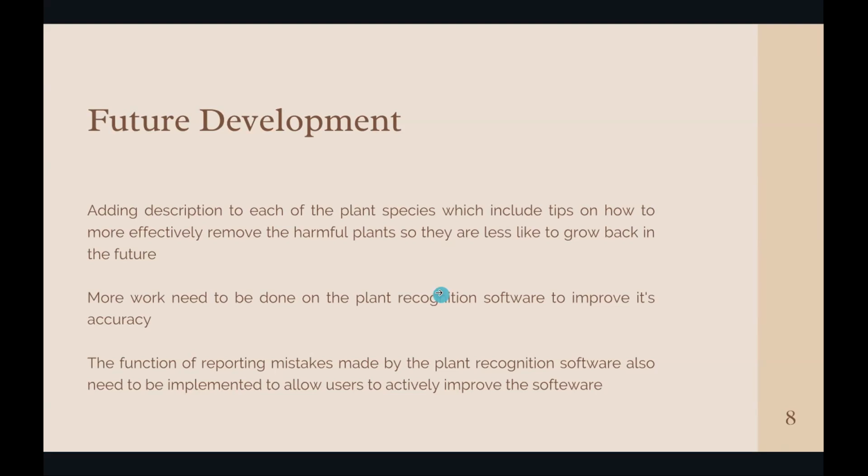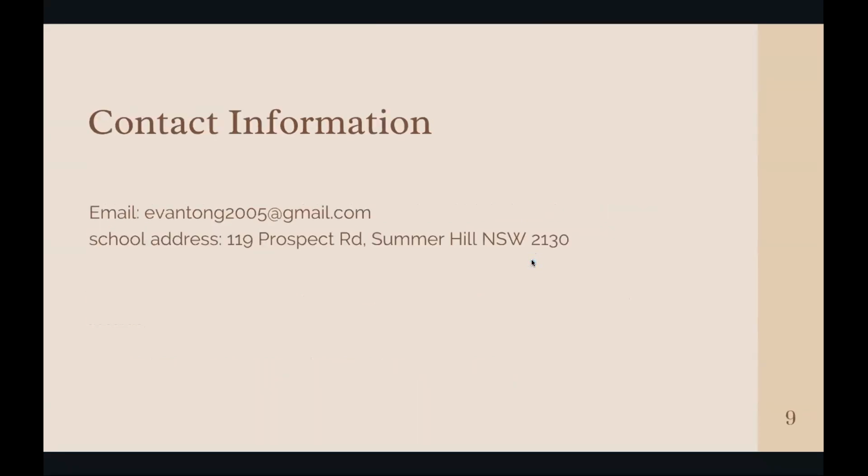And also we need to do some further work on the algorithm itself to improve its accuracy, so it'll be more helpful for the volunteers. And we also need to implement a new function to allow the users to report any error that the plant recognition software makes, to allow them to actively help to improve the software, and hopefully allow us to create a larger database to train the algorithm with. Yeah, okay, thank you.